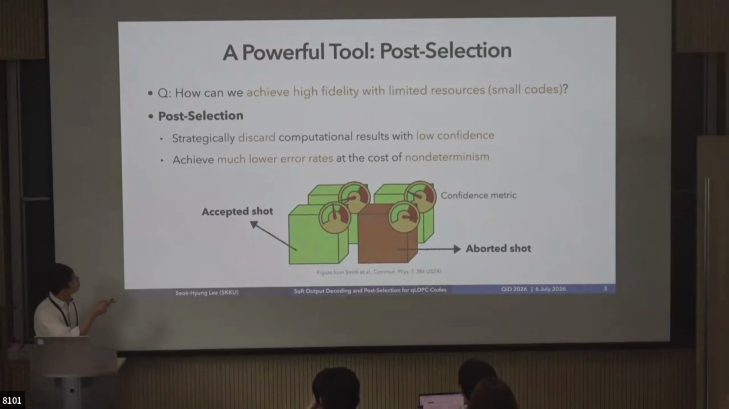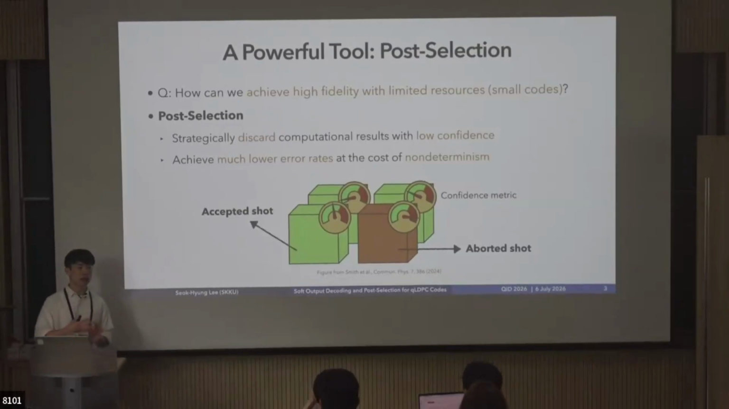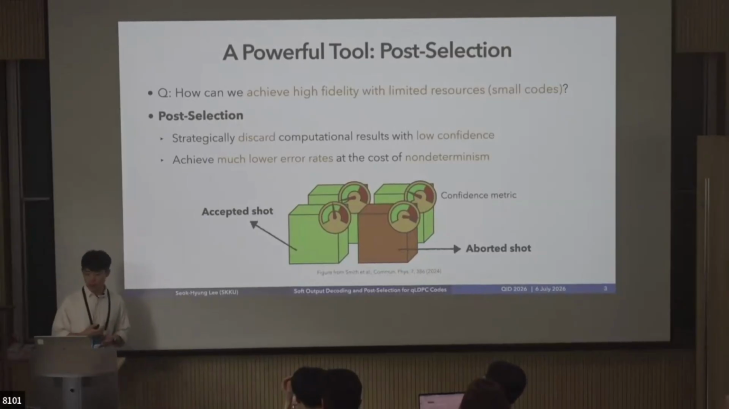So the question is, how can we achieve high fidelity with limited resources, or using small codes? Of course, the most preferable way might be to increase the code distance. Provided that the physical error rate is under the threshold, we can increase the code distance to achieve an arbitrarily low logical error rate. But in practice, that is impossible because of our current limited hardware constraints.